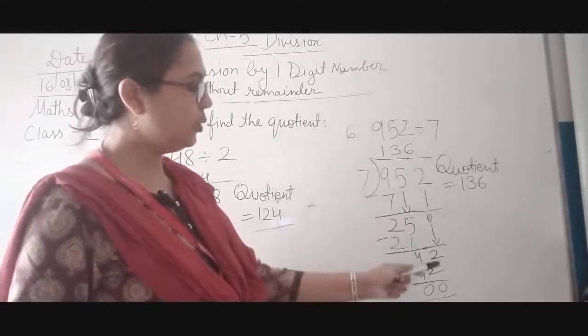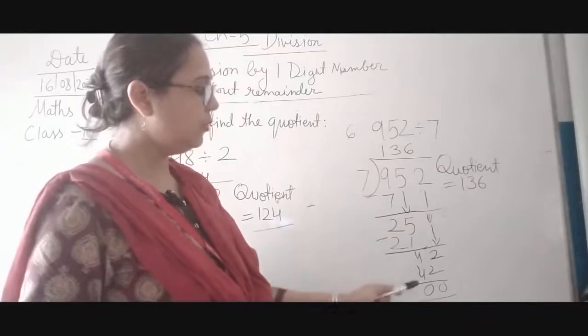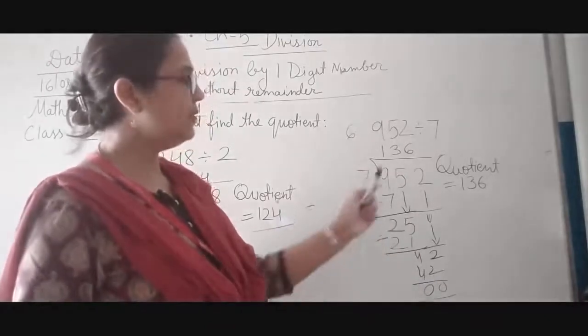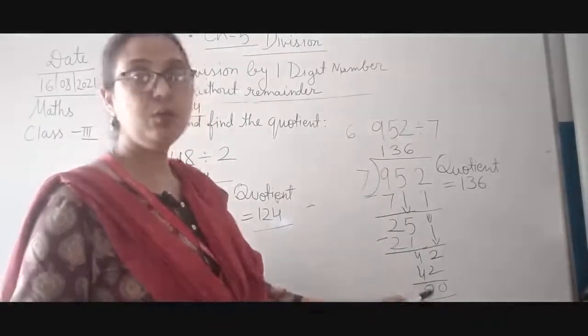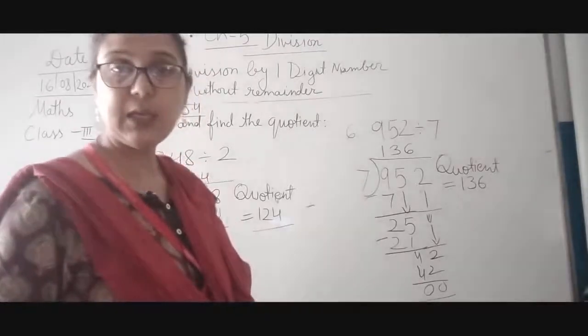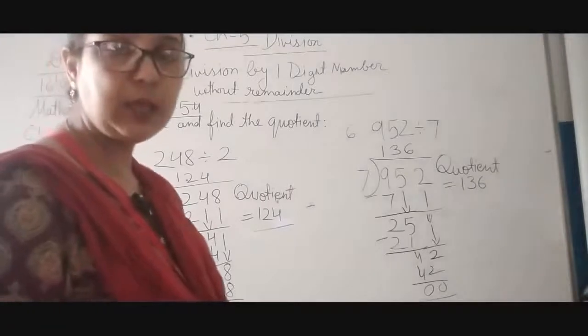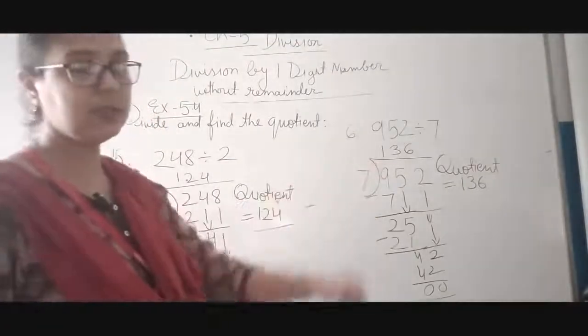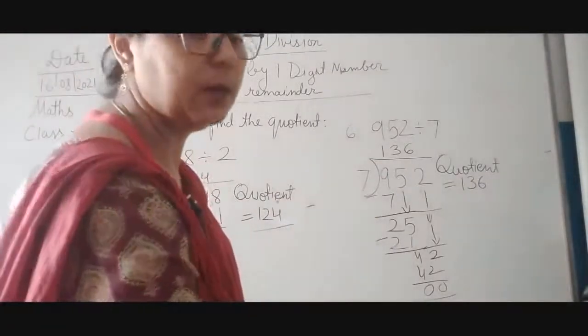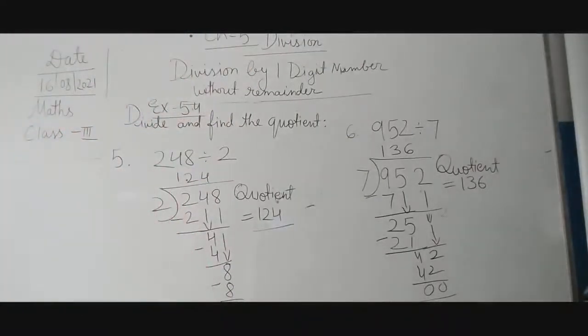Now we are going to replace the 2 over here with 42. 7 sixes are 42. So when we subtracted 42, nothing will be remaining. So the remainder is nothing, but the quotient we will get is 136. Okay children, so number 7 you completed. Now we are moving to number 8.